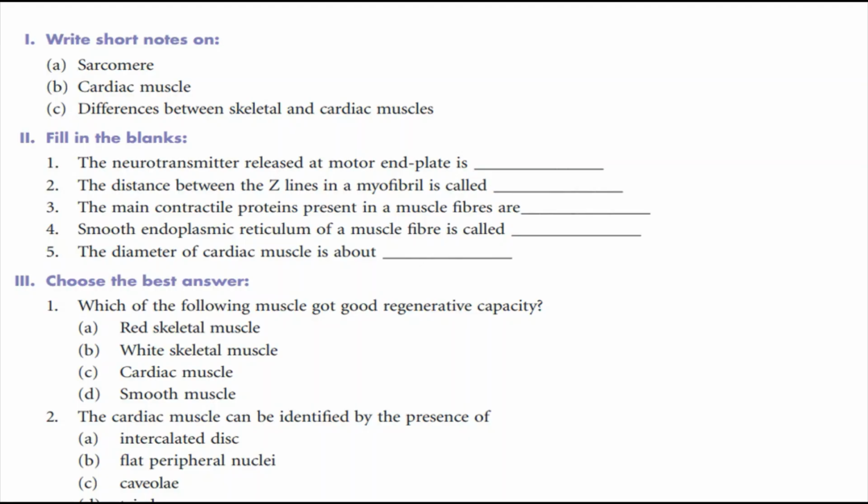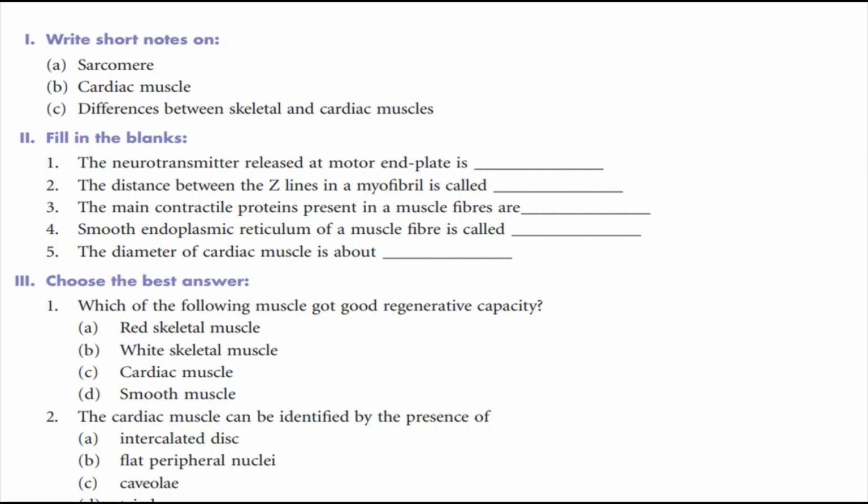Now, self-assessment. Let's see if you've learned or gained value from this video. Answer these questions and score yourself. Write short notes on the sarcomere. What is the cardiac muscle? Differences between skeletal muscle and cardiac muscles. Then the neurotransmitter that is released at the motor end plate, what is it? The distance between the Z lines in a myofibril is called. The main contractile proteins present in muscle fibers are. Smooth endoplasmic reticulum of a muscle fiber is called. The diameter of cardiac muscle is about.